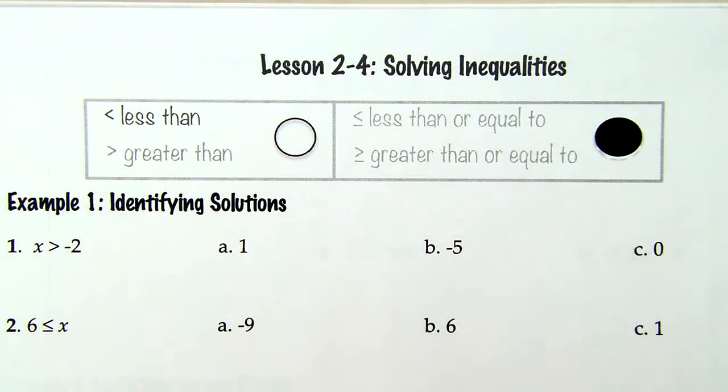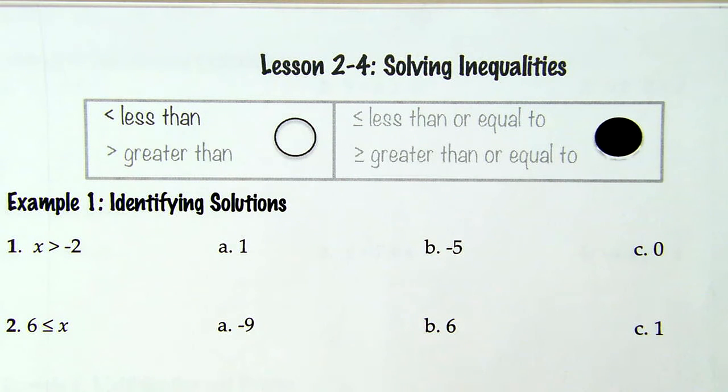So today we're going to start talking about inequalities. An inequality has less than, greater than, less than or equal to, greater than or equal to symbols instead of an equation. So an equation has an equal sign. An inequality has one of these four. You solve them exactly the same way. The only difference is what the answer represents.